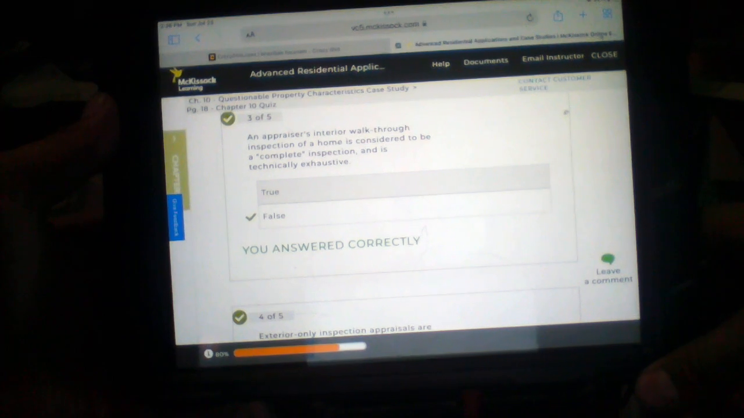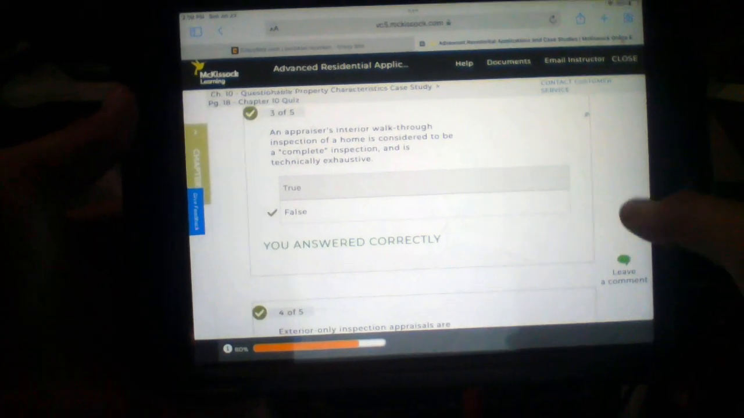Number 3, an appraiser's interior walk-through inspection of a home is considered to be a complete inspection and is technically exhaustive. You said false, and that was correct. That one was the hardest one, because in all honesty, both of them sound correct, but try to remember that inspection by a professional home inspector is probably the most complete. That's probably why I went with that, and it seemed to be correct.